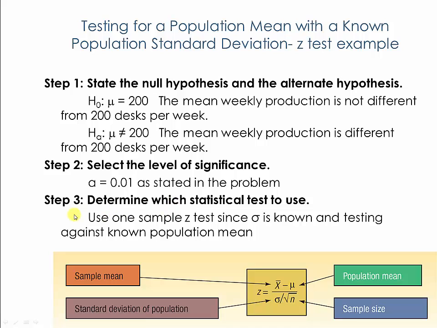The next step that we do is determine which statistical test to use. Well, because we know the population standard deviation and we know the population mean, we can use the z-test statistic. So we have our z-test statistic down here. And let's move to the next step.